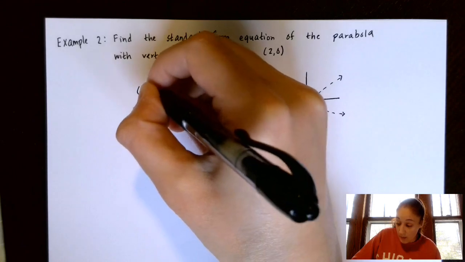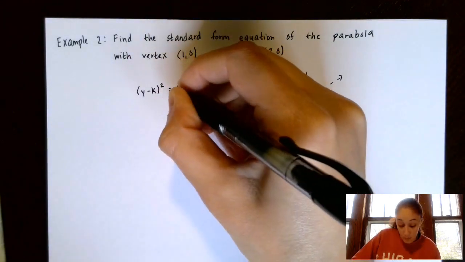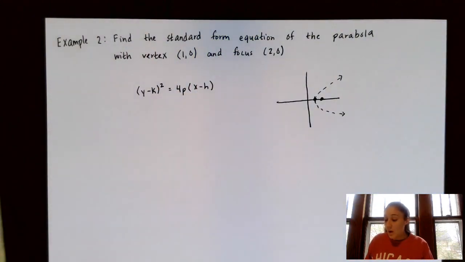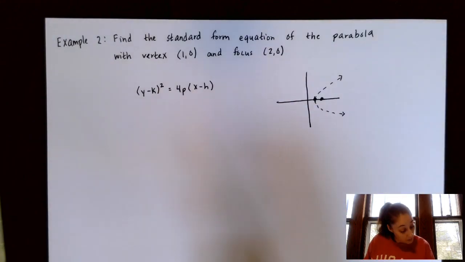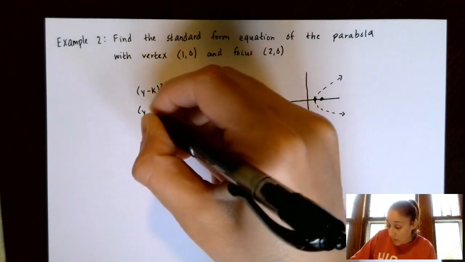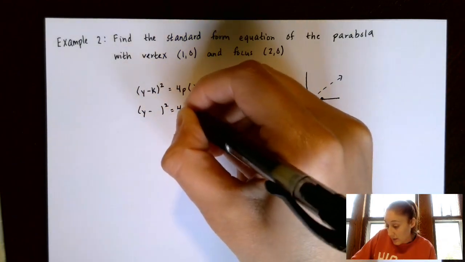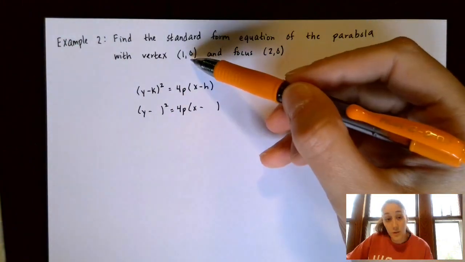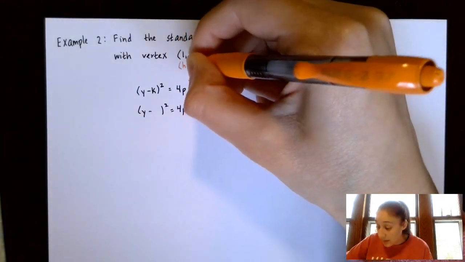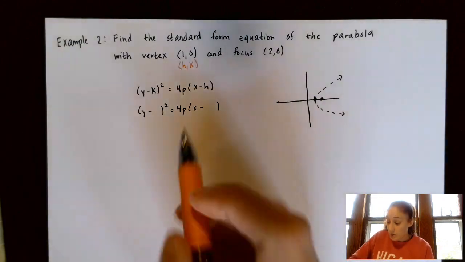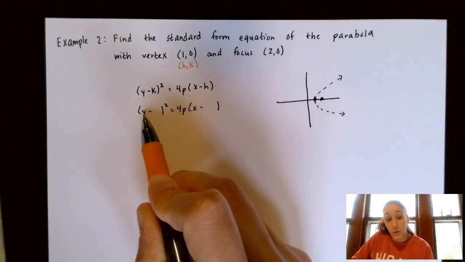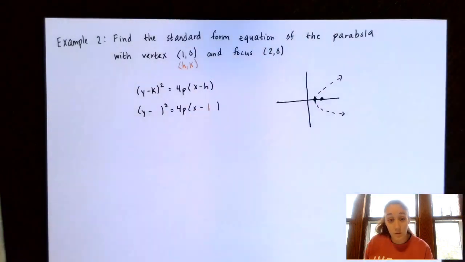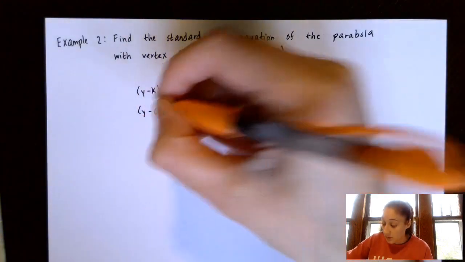So we're going to use (y - k)^2 = 4p(x - h). Let's go ahead and start plugging in the information that we do have. I have y minus k. What I can do is plug in the information about the vertex. The vertex, remember, is (h, k) in that order. h should always go with x, and k should always go with y. So here, the value of h, which is 1, goes in the second parentheses, and 0 goes here.